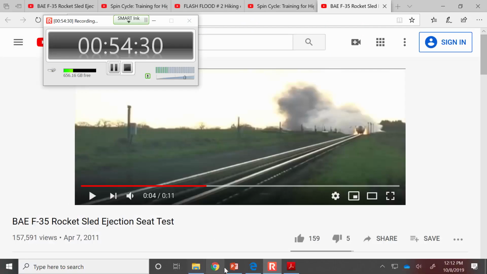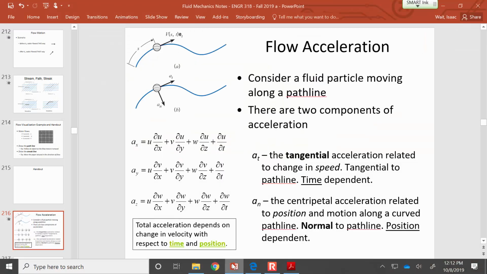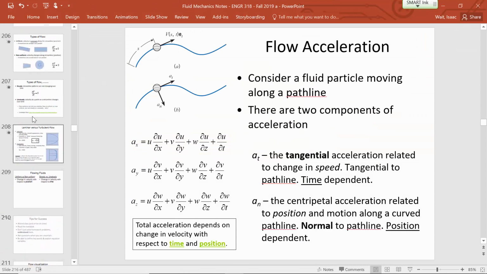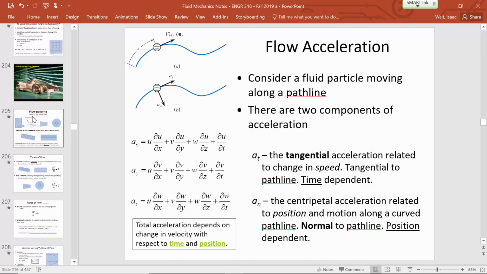Remember that the next homework assignment is already posted on Blackboard, so you can get started. There are a couple of problems like this flow visualization stuff. There are a couple of problems where I'm asking you to think about your study strategies this semester, just some general questions.